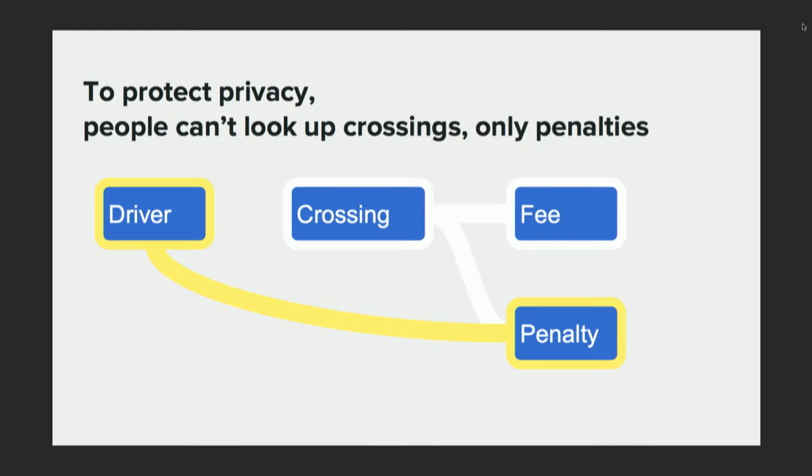Now, in reality, there's an issue with this system, which is fair enough: to protect people's privacy, to stop you just going on there, typing in a number plate, and seeing where your ex-girlfriend is driving. To stop that, there's a privacy constraint. People can't just go on there and type in a number plate and look up crossings. So to protect that, we say the only way you can look up a specific crossing is if there's a penalty associated with it. So the driver has to enter some kind of penalty details, and it says, oh yeah, you crossed a couple of days ago, and this is your car, and so on.